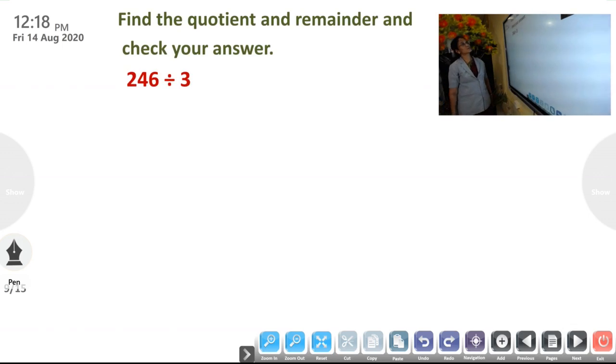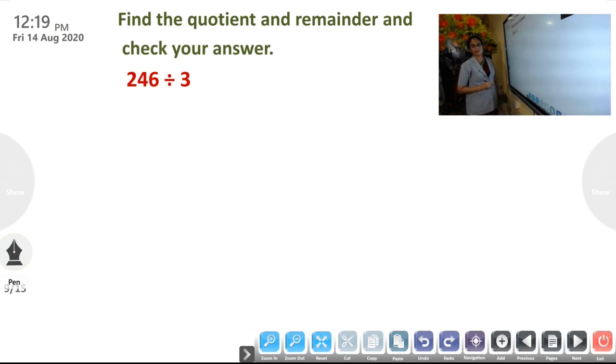Now we will start doing problems on division. Find the quotient and remainder and check your answer. Quotient means answer to division. Find the quotient and remainder and check your answer. Okay, so let us start doing. What is the question?